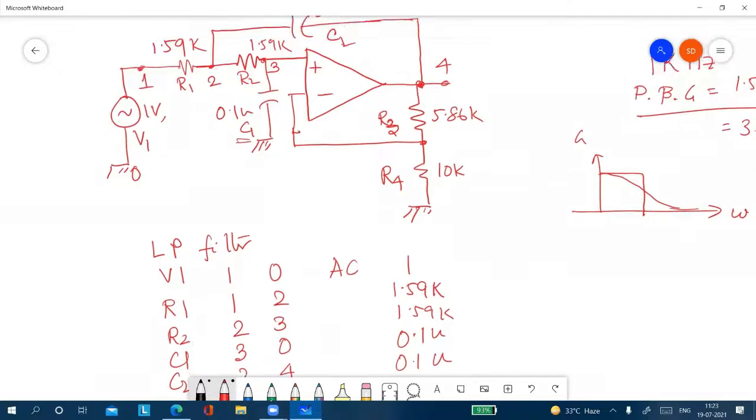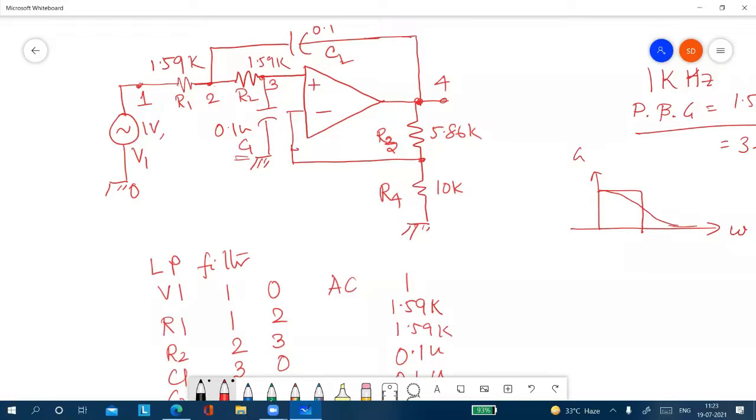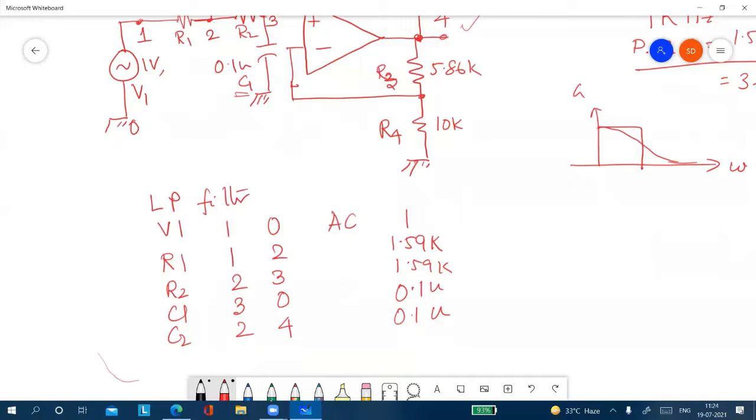Okay. Now look at what is the input? Input is coming from 3 0. This is 3, this is 0, and the output is taken from 4 0. You can see that, right? Look carefully. The input of the op amp is connected to node 3, so the input terminal is basically connected with node 3, and the output terminal is taken from 4.